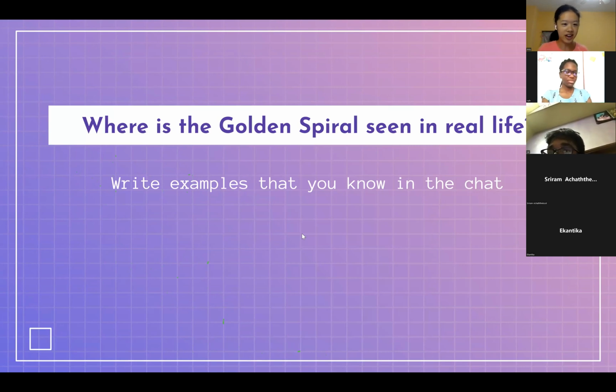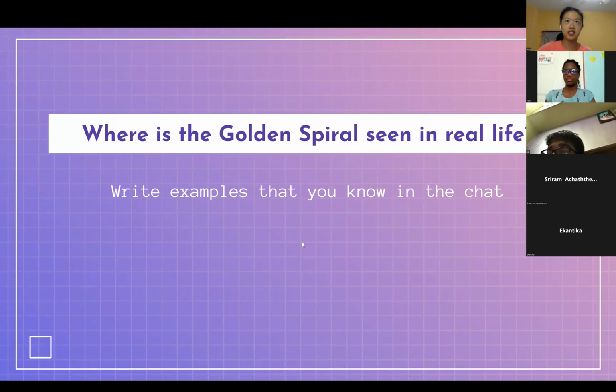Okay, previously we asked where you could see Fibonacci numbers in real life. Now, where have you maybe seen the golden spiral in real life? Yes, an ear, that's a good one. Yes, a fossil, that's a really good one. Lollipops, I guess. Yes, shells are a pretty good one.